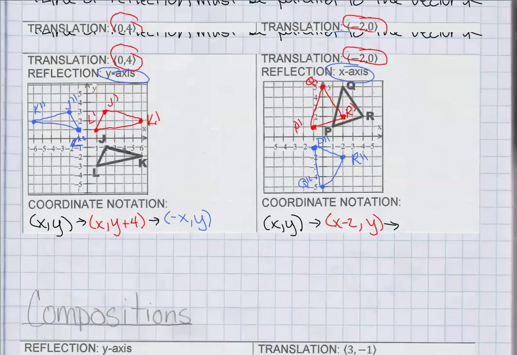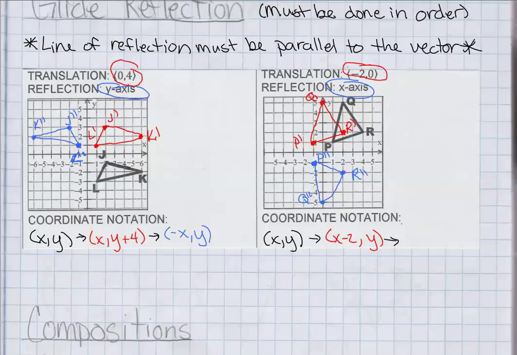Oh, I forgot to say how that one moves. So an x-axis reflection is your x's stay the same, but your y's change signs.